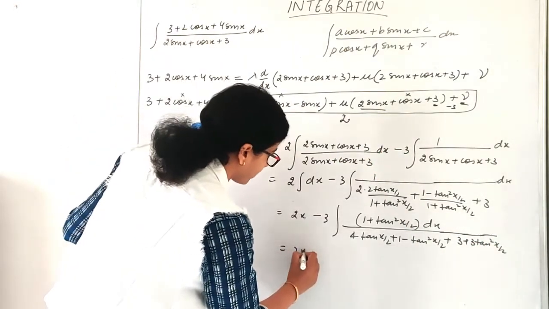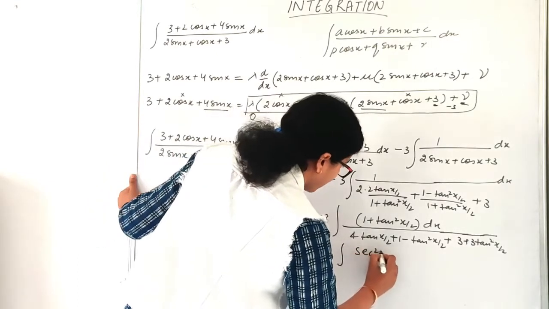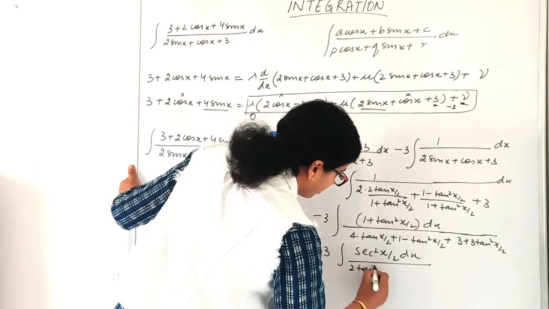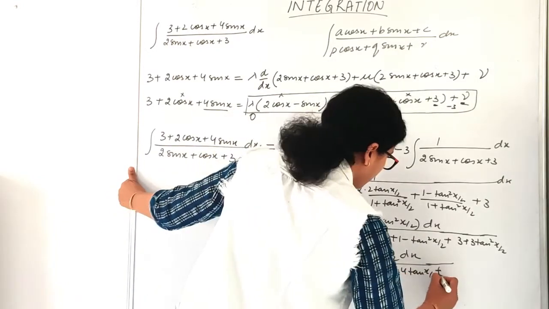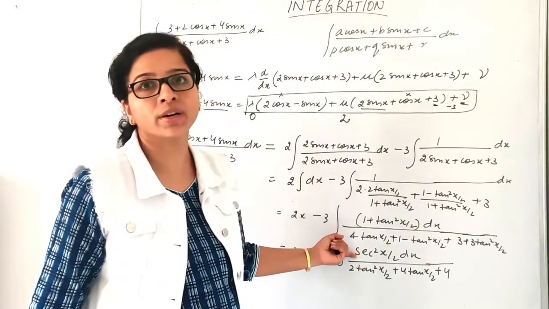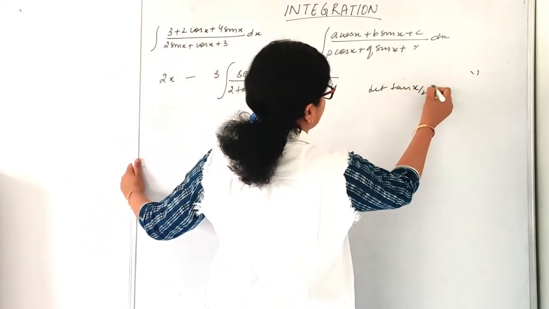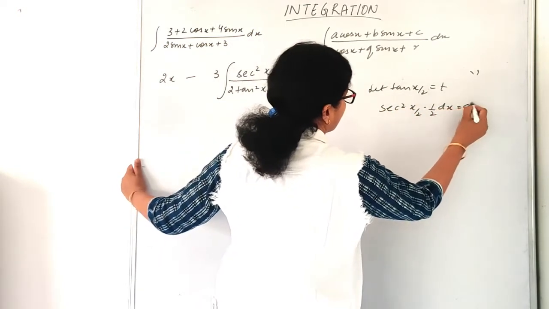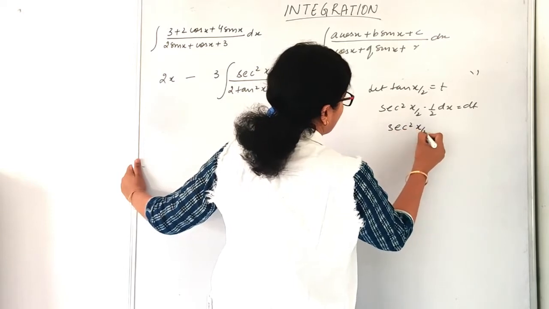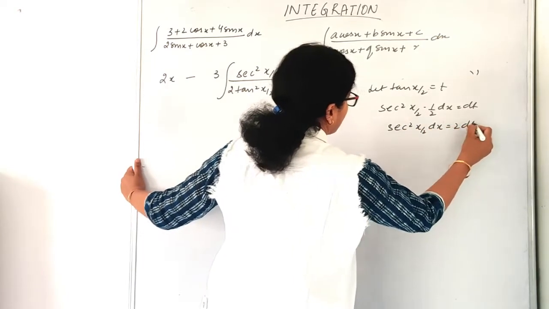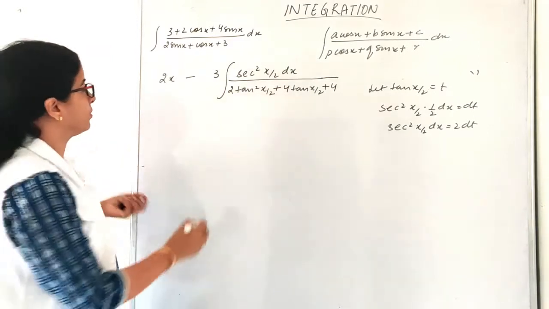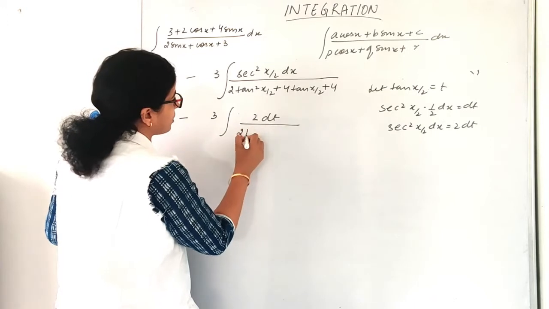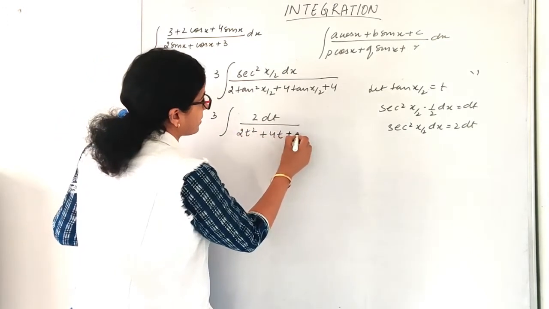Now if we further solve, what am I getting? 2x minus 3 integral of secant square x by 2 dx upon 2 tan square x by 2 plus 4 tan x by 2 plus 4. We have the differential in the numerator. So let us take tan x by 2 as t. Secant square x by 2 into 1 by 2 dx is equal to dt, so secant square x by 2 dx is equal to 2 dt. Let us substitute in the second integral now. So 2x minus 3 integral of 2 dt upon 2t square plus 4t plus 4.